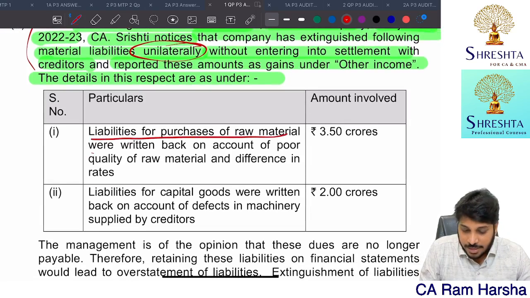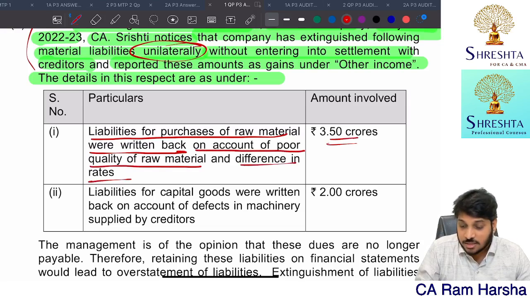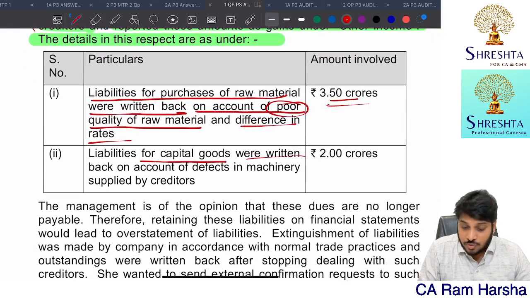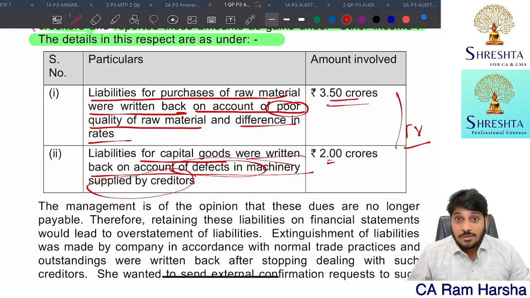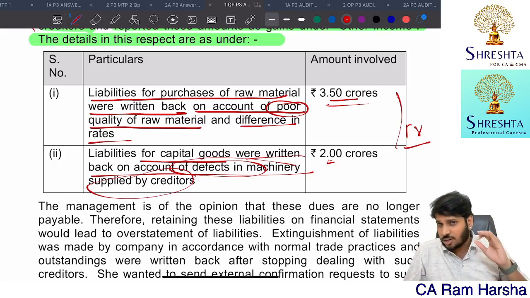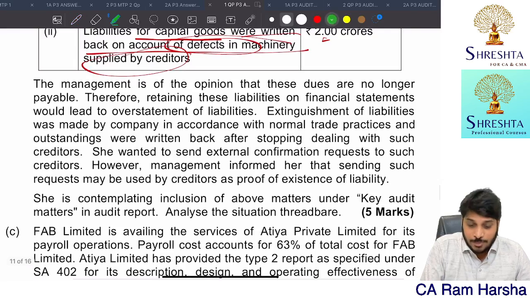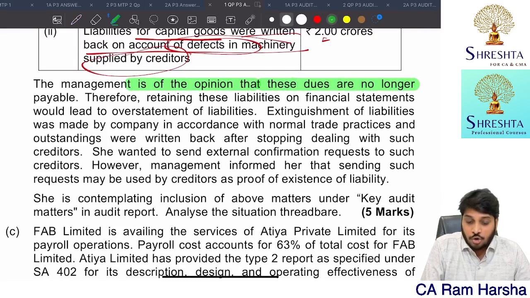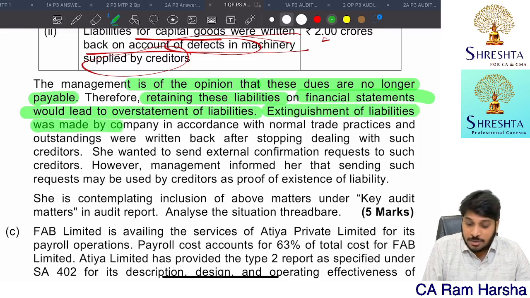Why did they write off? Liabilities for purchase of raw material were written back on account of poor quality and difference in the rates. 3.5 crore worth of raw material was written off because of the poor quality. Liabilities for capital goods worth 2 crores were written off because of the defect in the machinery. Totally 5.5 crore worth of goods written off either because of the defect or poor quality. The management is of the opinion that these dues are no longer payable. Therefore, retaining these liabilities on the financial statements will lead to overstatement of liability. Extinguishment of liabilities was made in accordance with normal trade practices, and outstandings were written back after stopping dealing with such creditor.